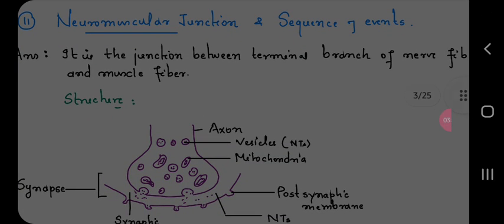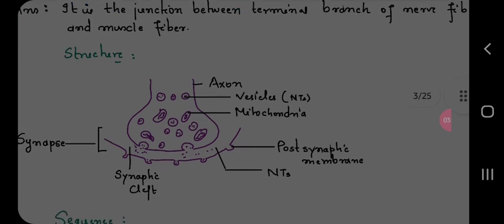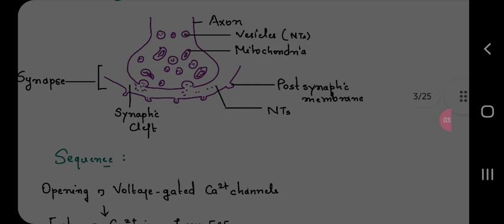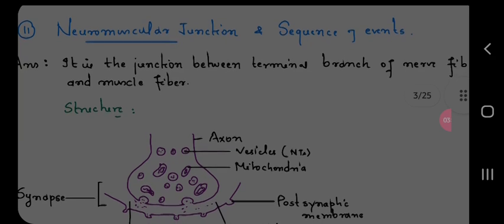Neuromuscular junction: sequence of events. It is the junction between the terminal branch of a nerve fiber and a muscle fiber. Axon, vesicles containing neurotransmitters, mitochondria, synaptic cleft, postsynaptic membrane.